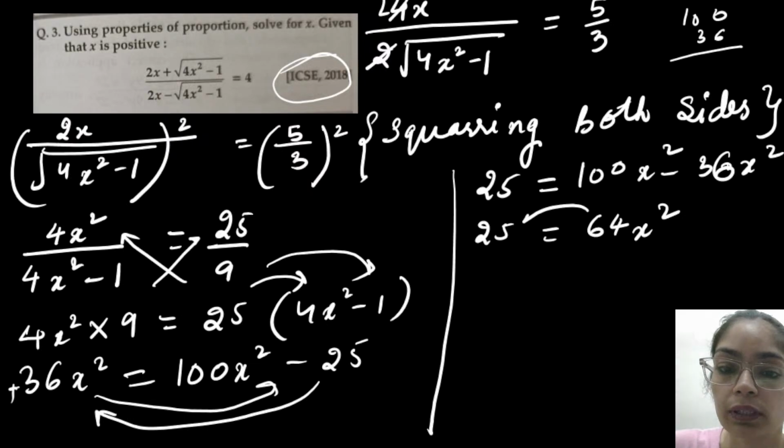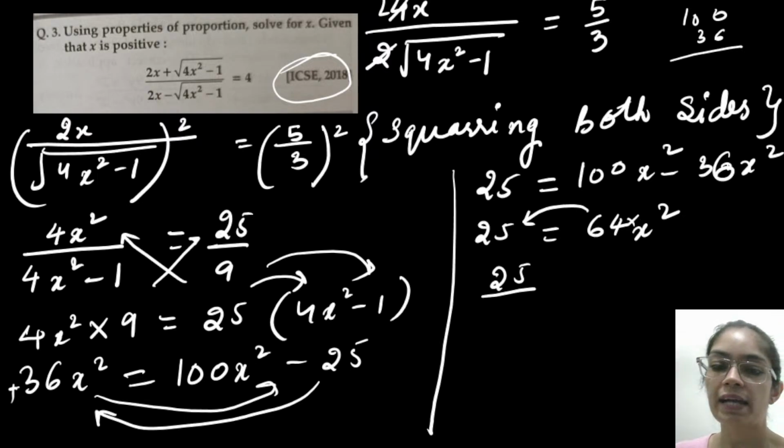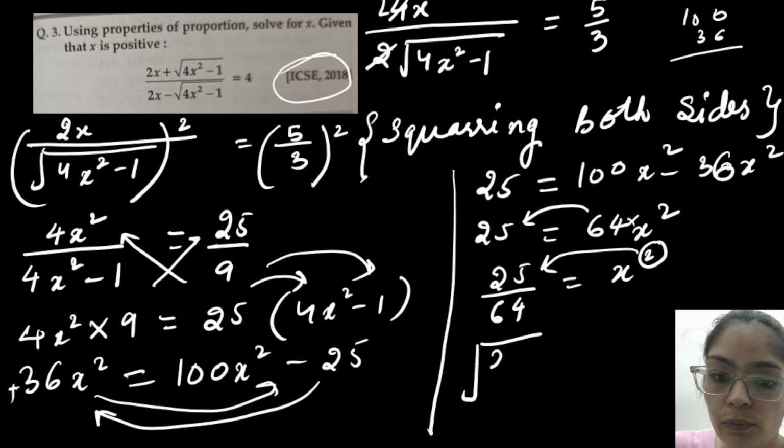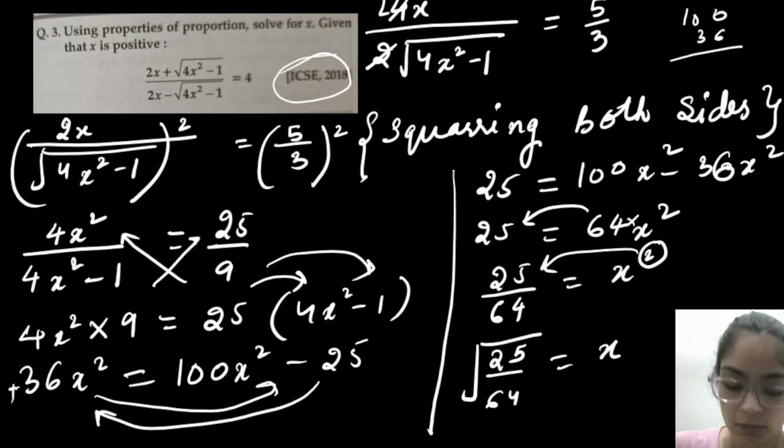Now let's shift 64 to the other side. 64 is getting multiplied here, and we have to find the value of x, so 64 will be written in the denominator. x square equals 25 by 64. Now the square, when we shift it to the other side, becomes a square root. So the square root of 25 by 64, what is the value? 5 by 8.